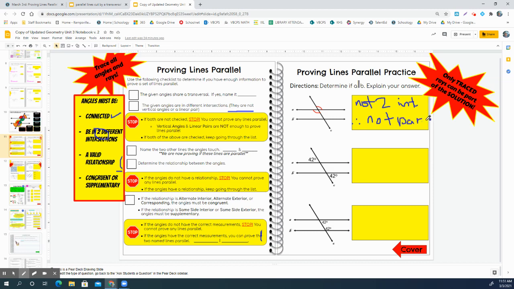Okay, so what I want you to do is in your copy of the digital notebook, write some version of that. Make it neater because you're typing and not writing. They're not in two separate intersections. We only got down to our second question, so I can't prove anything parallel.